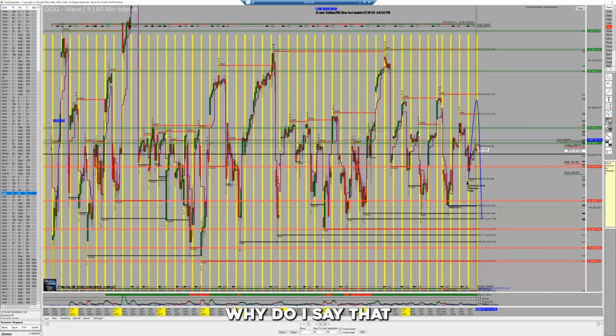Why do I say that we're going to expect reversal from there? Because in the past 50 days, because of the days to load being 50, it has shown me that the market has reversed from this area a lot of times, where the black lines are on the right.